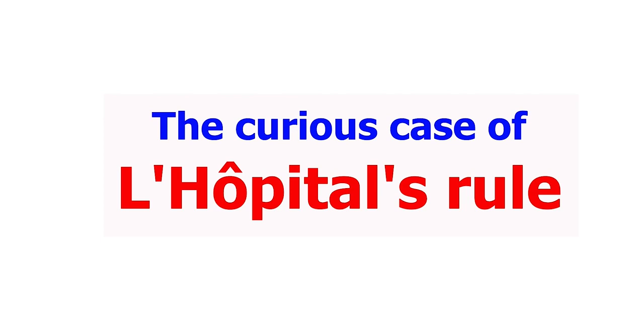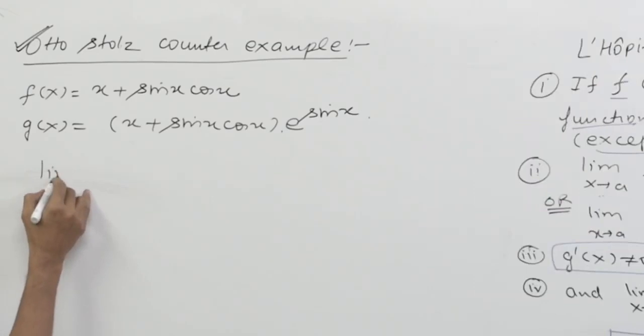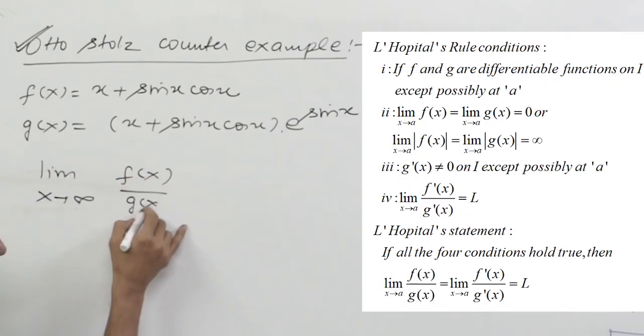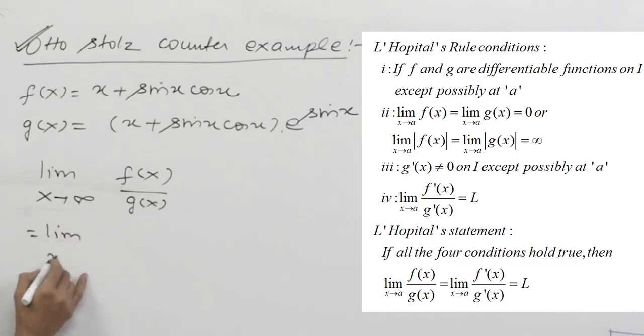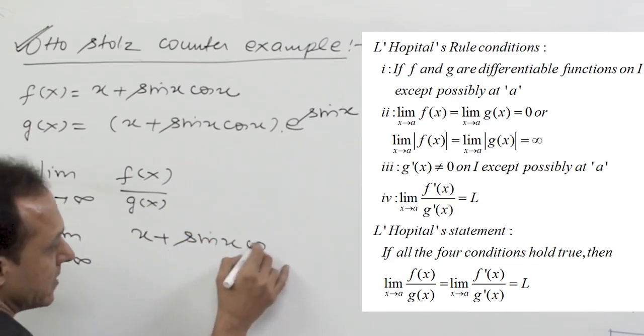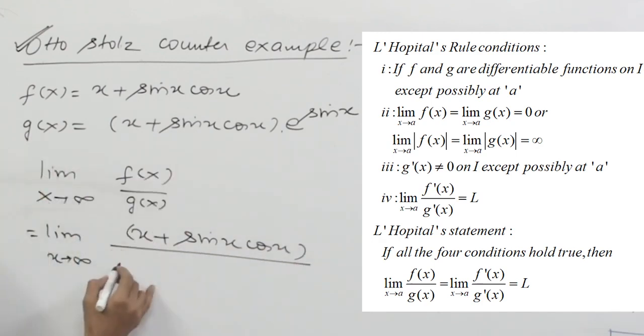Today we'll discuss the curious case of the history of L'Hopital's rule. L'Hopital's rule, or better in French, L'Hôpital or L'Hospital rule, is used extensively in calculus to evaluate limits of the indeterminate forms 0 upon 0 and infinity upon infinity.